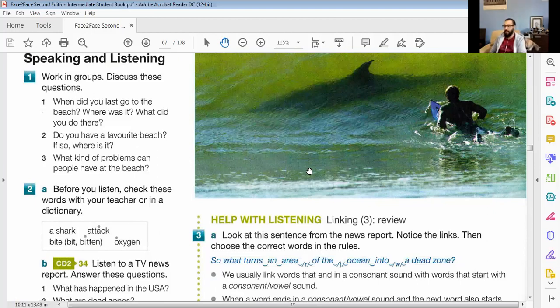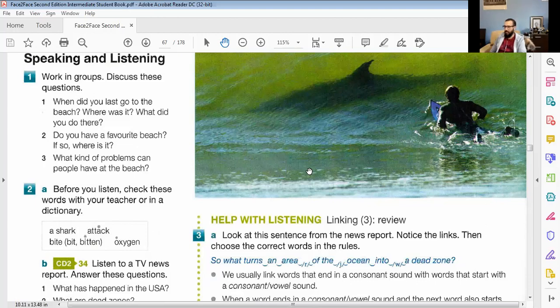Okay, but do you have a favorite beach? Is there a beach that you like more than any other? No. You don't have a specific beach you like. No. Okay. But generally speaking, what do you think are some of the common problems that people can have at the beach?